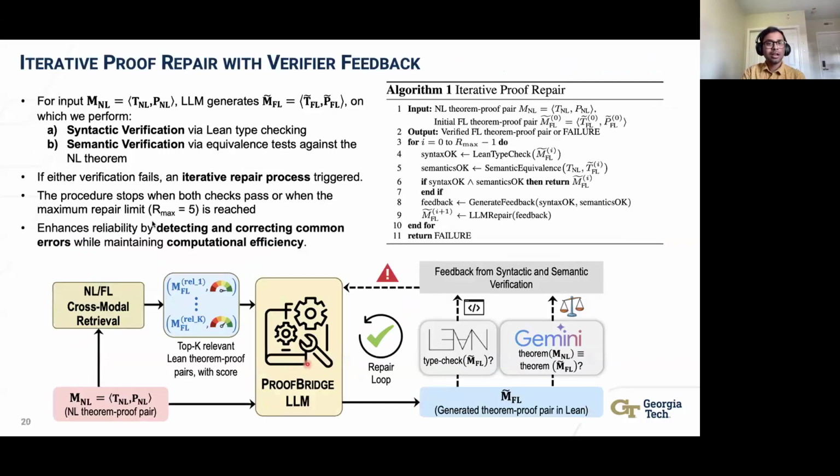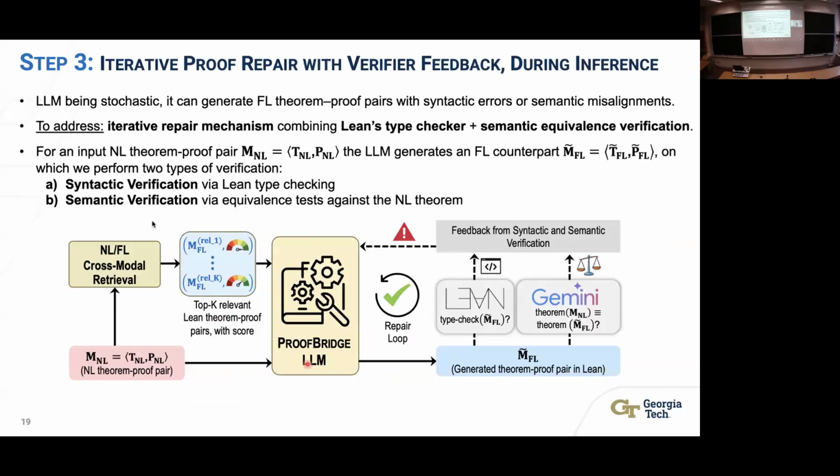So just 1 second. What is the feedback on the semantic verification look like again? We are prompting Gemini with the natural language theorem and the formal language theorem and asking it whether they're equivalent or not. And if Gemini says they're not equivalent, we get that feedback, provide it to the LLM, and ask it to repair it.